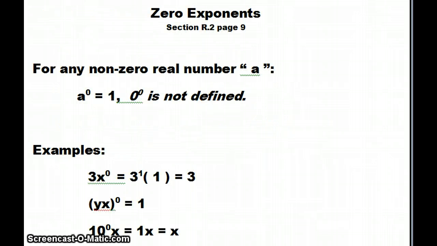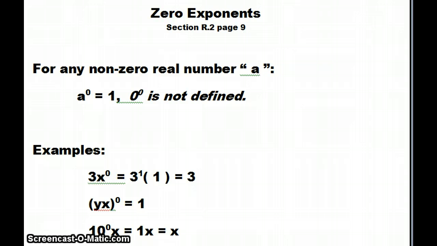On the next page, we're going to talk about a special case, and that's when the exponent is a 0. These are two things that you might want to put on a note card so that you can have easy access to. a to the power of 0 is equal to 1. That means that anything to the power of 0 is equal to 1. There is one exception, and that is that a cannot be equal to 0. 0 to the 0 is not defined.